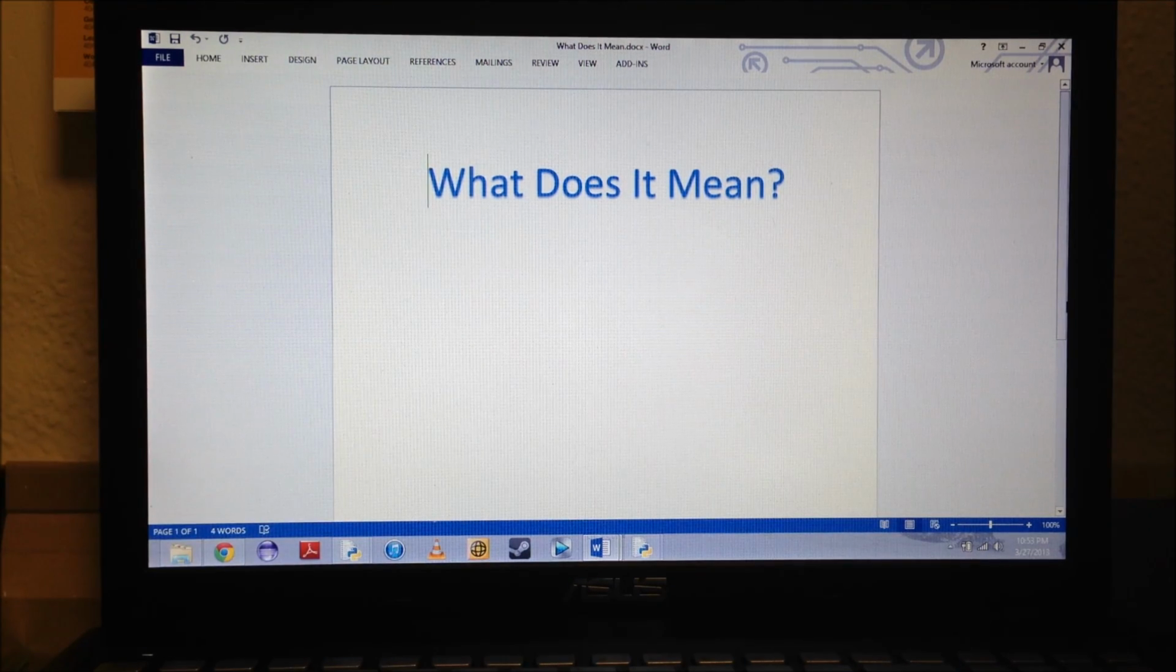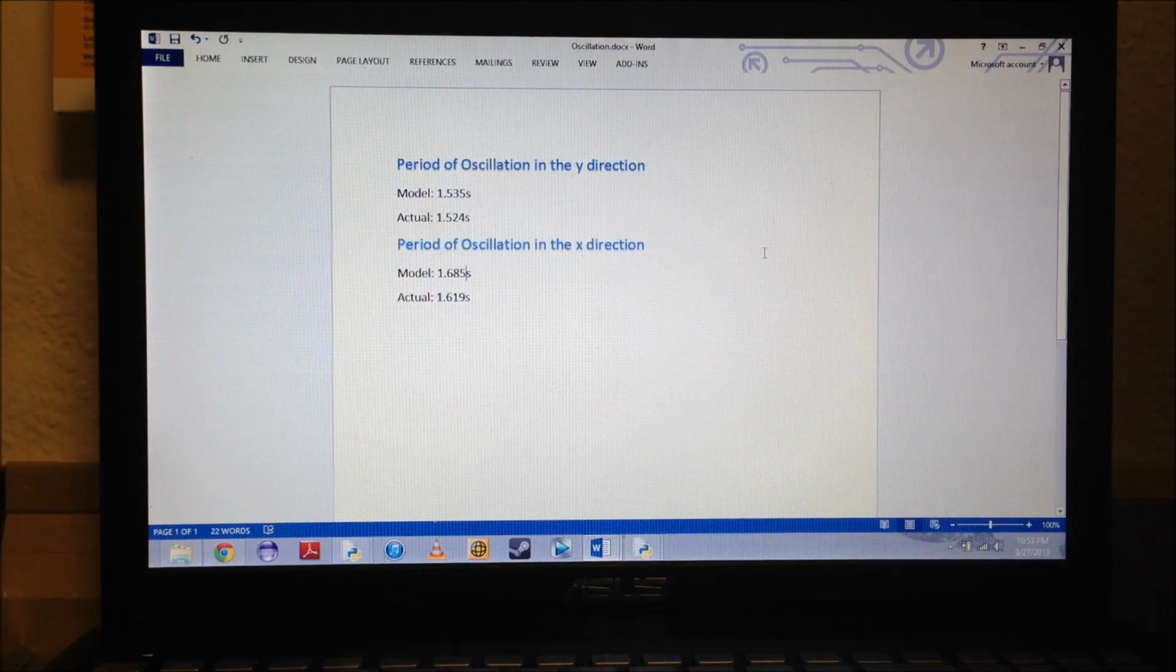Okay, so now I'm going to look over the what does it mean questions. And so for the first one, it's looking at the periods of oscillation in both the Y and the X direction. So for the actual data, the value differs by about 0.1 seconds, and then for the model just a little bit more. And this is due to the fact that the spring loses less energy in the X direction due to the force of air resistance than it does in the Y direction due to the force of gravity.